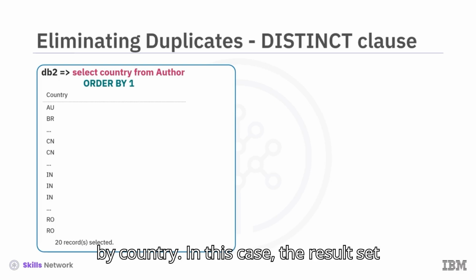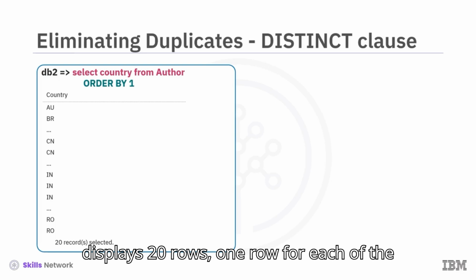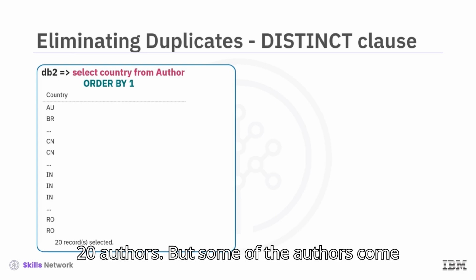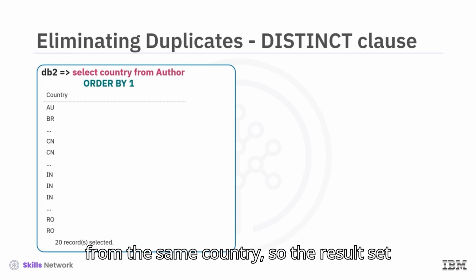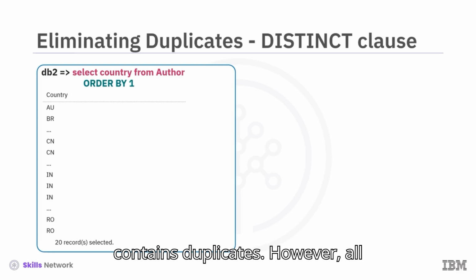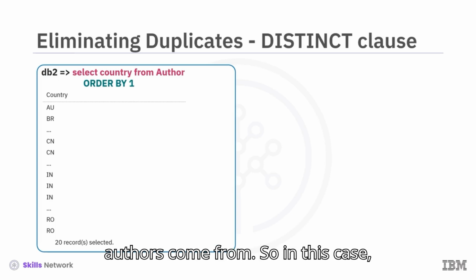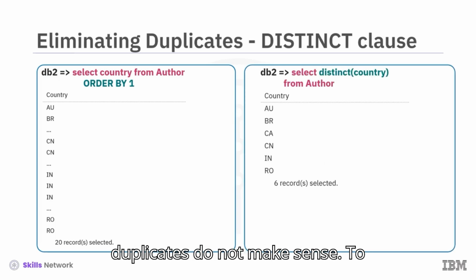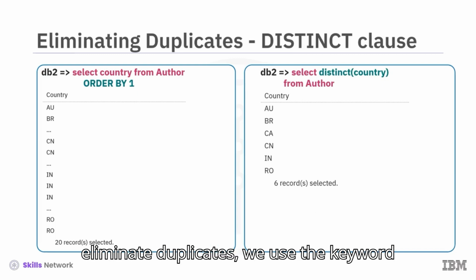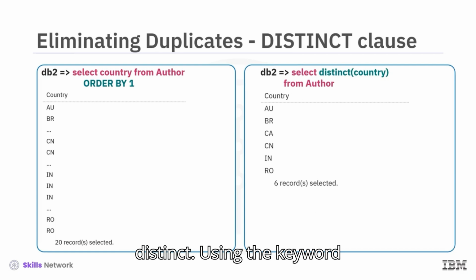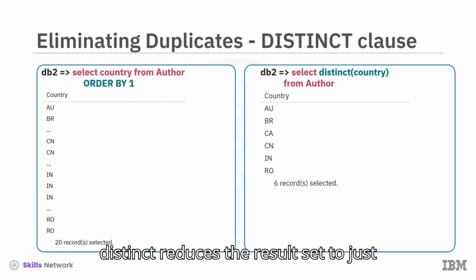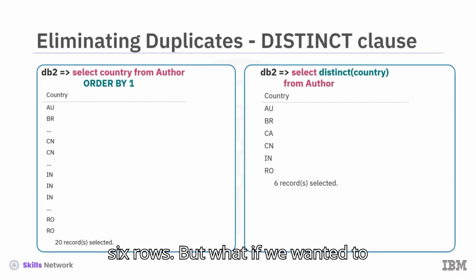This result set lists the countries the authors belong to, sorted alphabetically by country. In this case, the result set displays 20 rows, 1 row for each of the 20 authors. But some of the authors come from the same country, so the result set contains duplicates. However, all we need is a list of countries the authors come from. So in this case, duplicates do not make sense. To eliminate duplicates, we use the keyword distinct. Using the keyword distinct reduces the result set to just 6 rows.